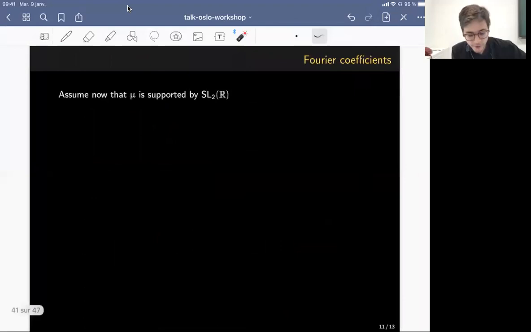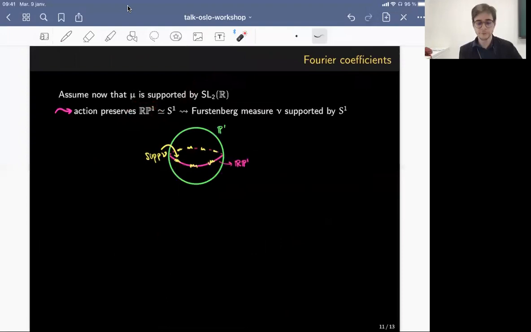So suppose now that we have a measure that is not supported on SL2C, but supported on SL2R. So all our random matrices are real, of real coefficients, okay? Then the action on CP1 actually preserves the real form RP1, which is naturally identified with a circle, S1. So in particular, this implies that the Furstenberg measure is actually supported in this circle S1, okay? And this is a classical field of study.